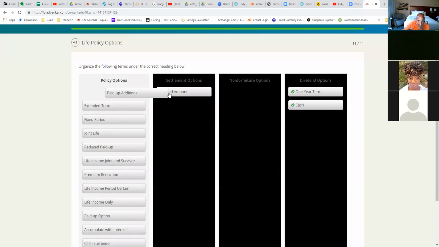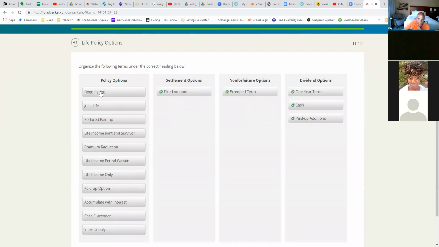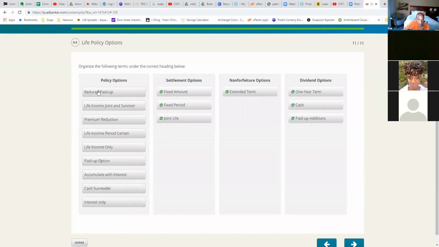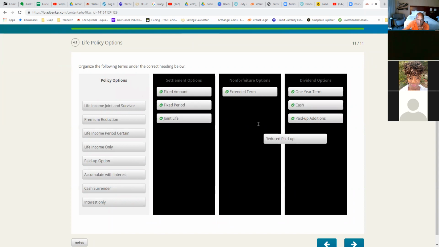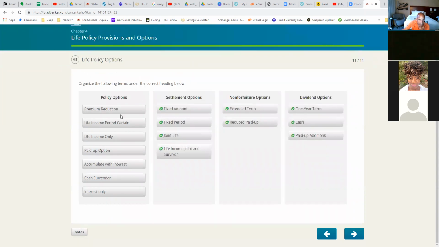Paid up additions, extended term, non-forfeit, fixed period, settlement, joint life, reduced paid up, life income, joint and survivor. We'll go through all of what these things are when we get to this chapter again.